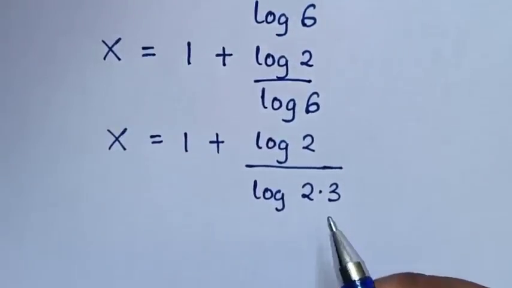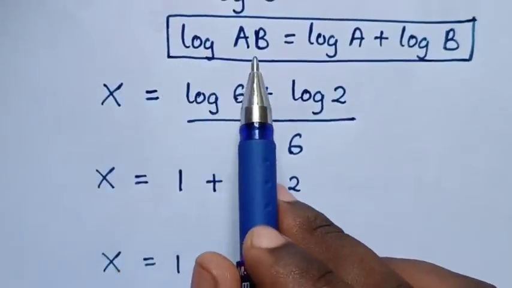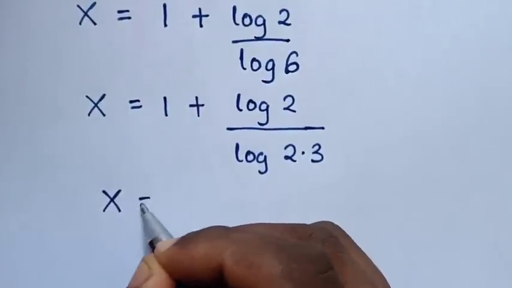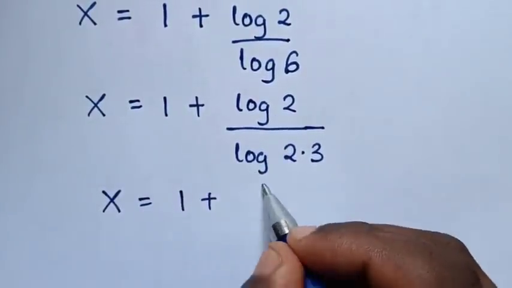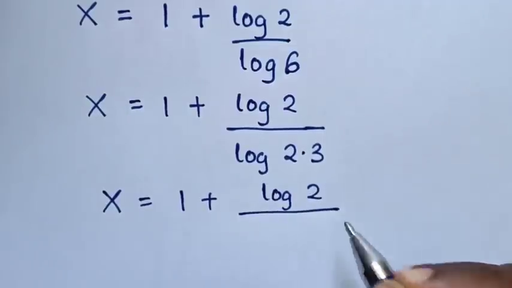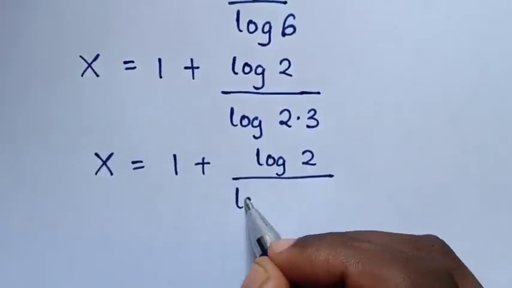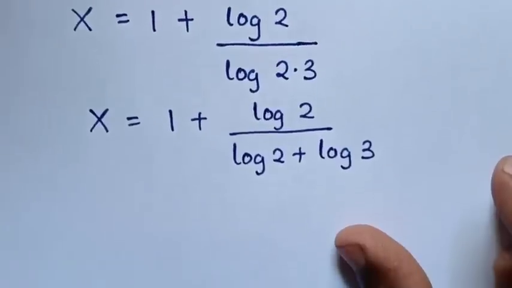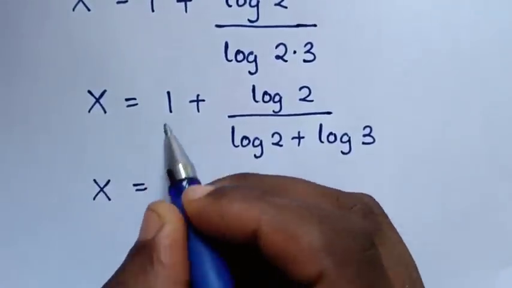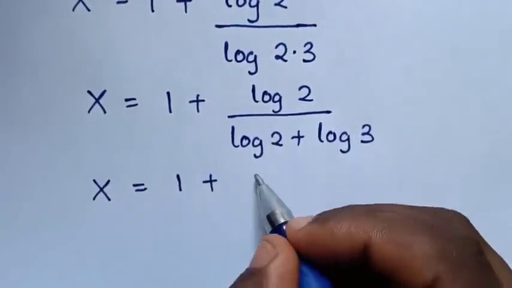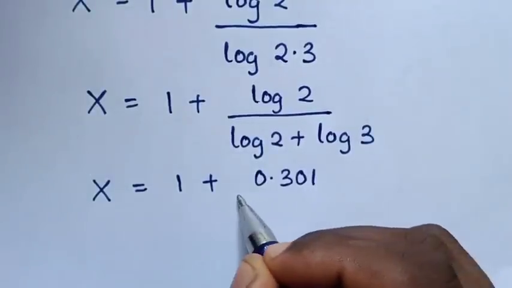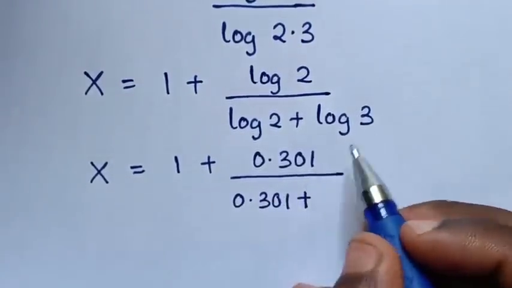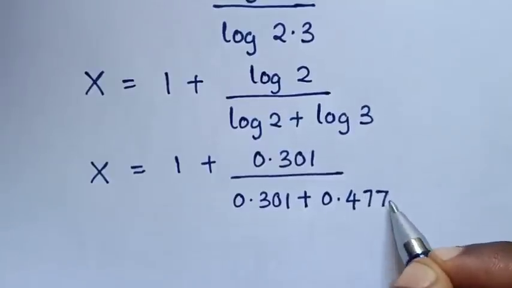Then from here, log of 2 times 3, we'll apply the same rule: log of a times b is equal to log of a plus log of b. So in here it will be x is equal to 1 plus log of 2 over log of 2 times 3, which is the same as log of 2 plus log of 3. Then in the next step, it will be x is equal to 1 plus log of 2 is 0.301 over log of 2, which is 0.301, plus log of 3, which is 0.4771.